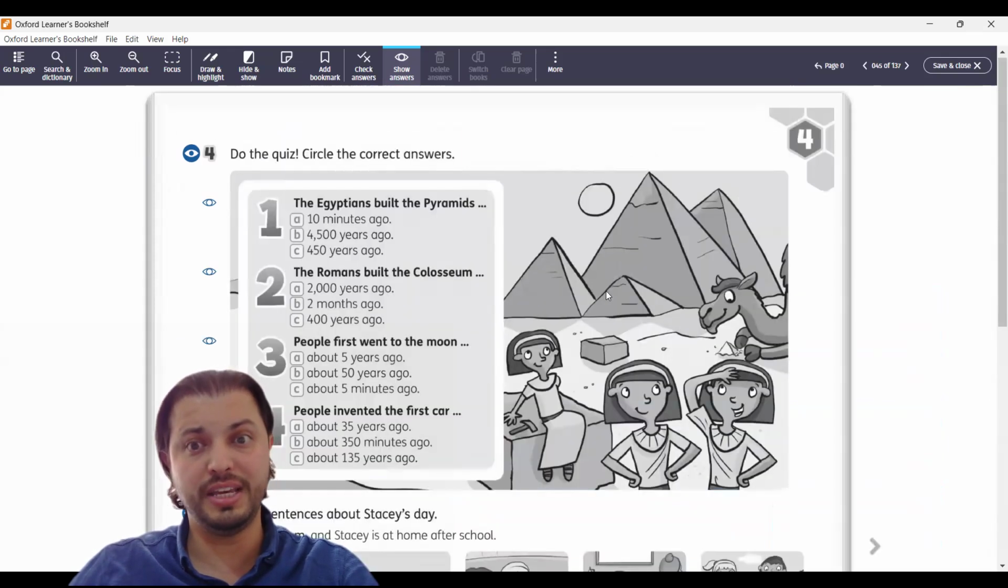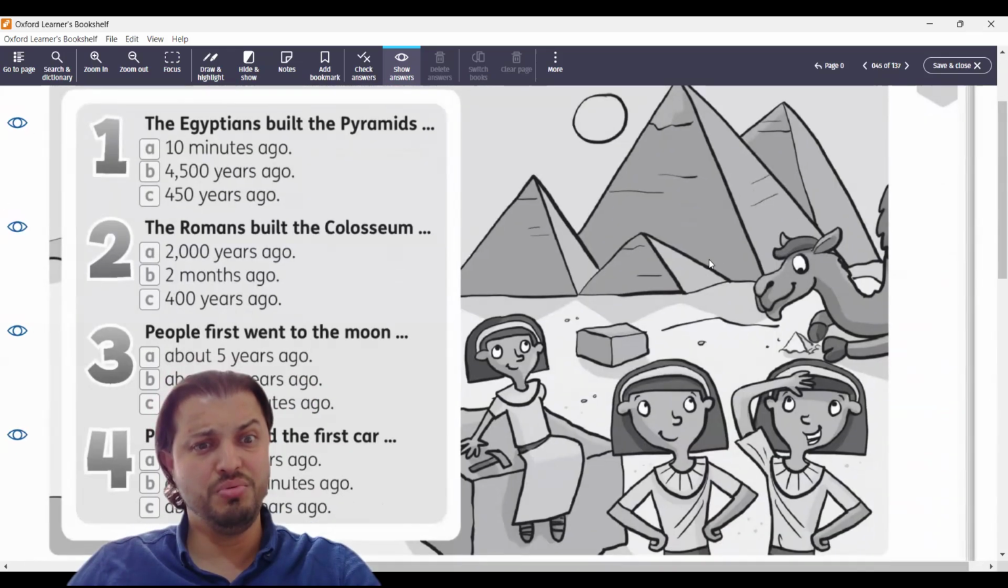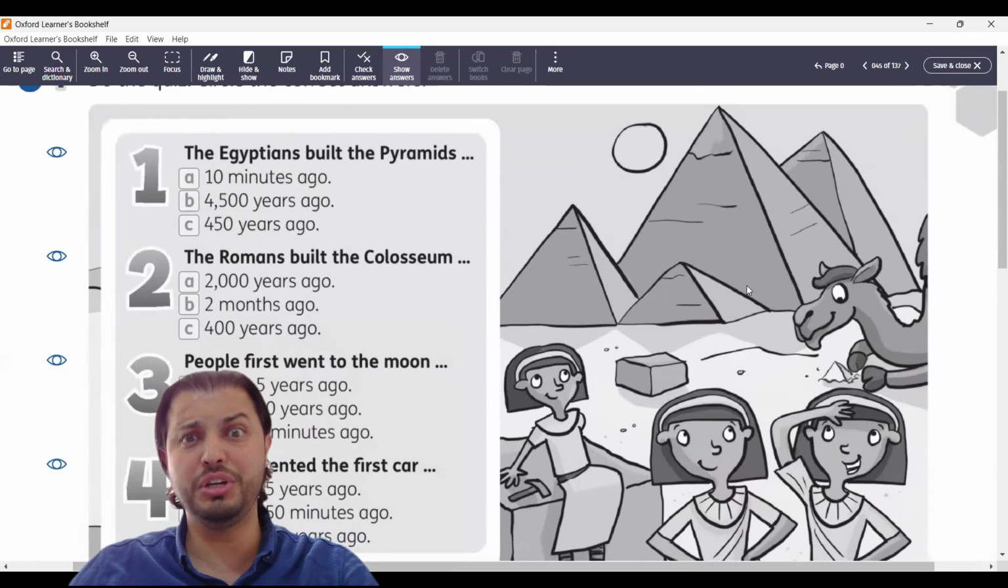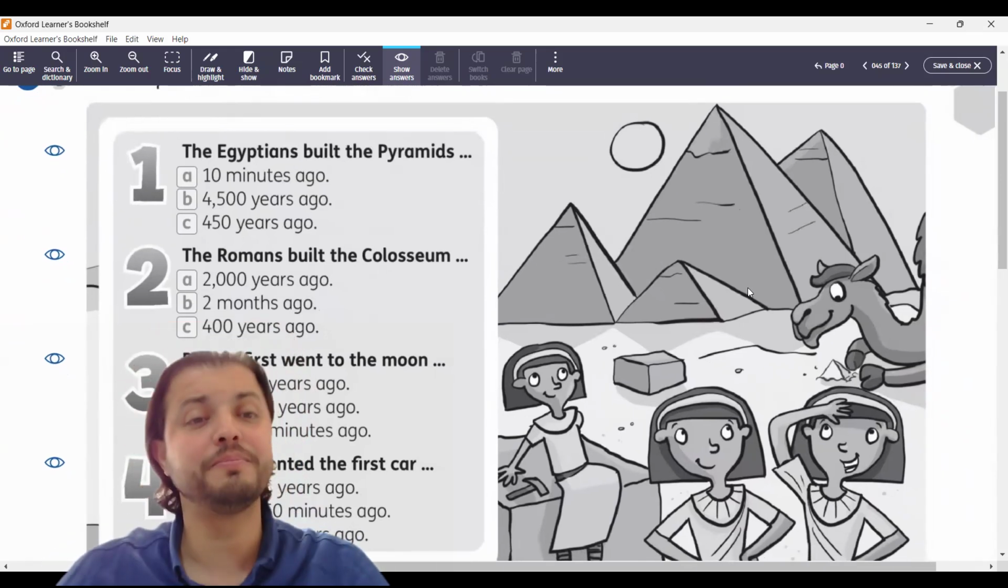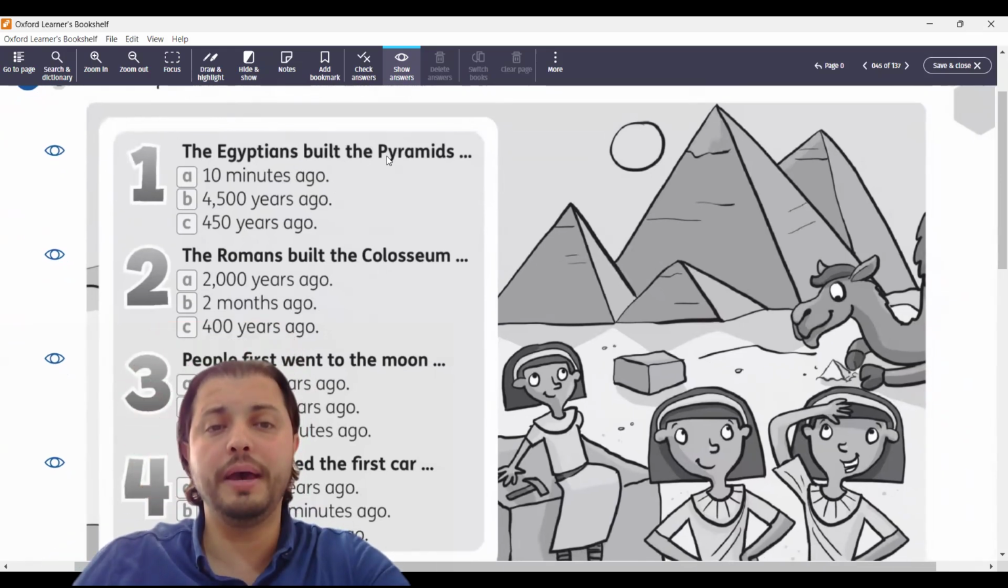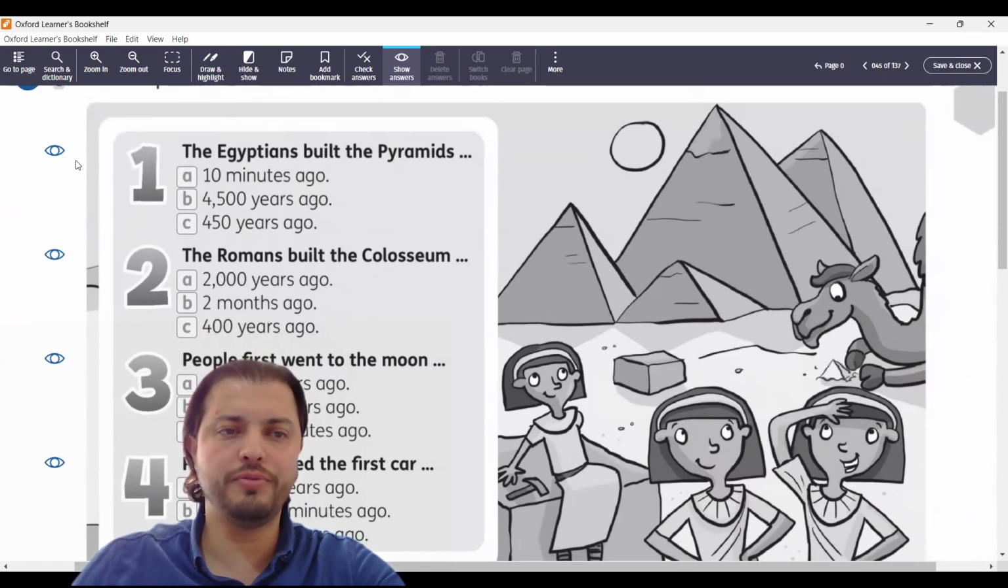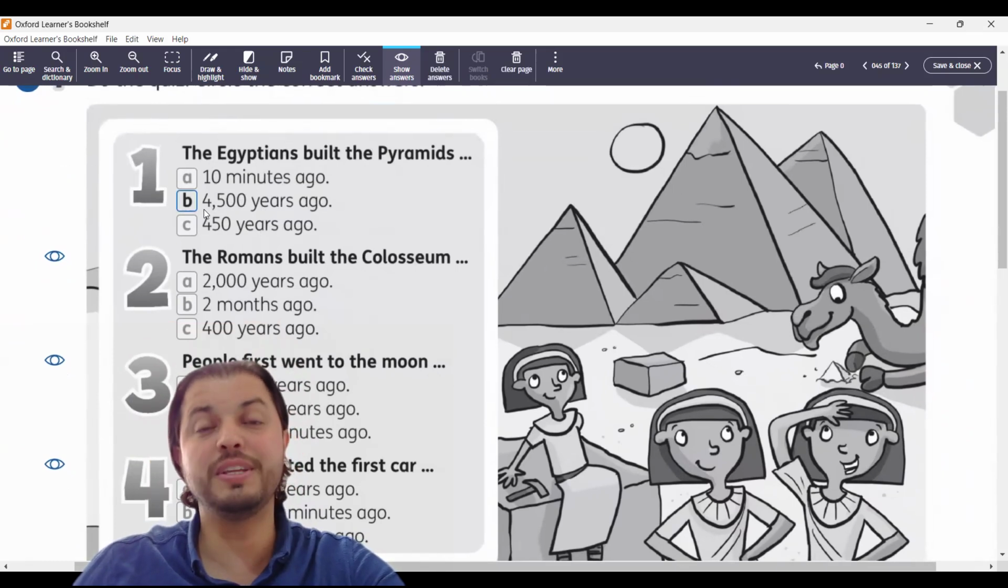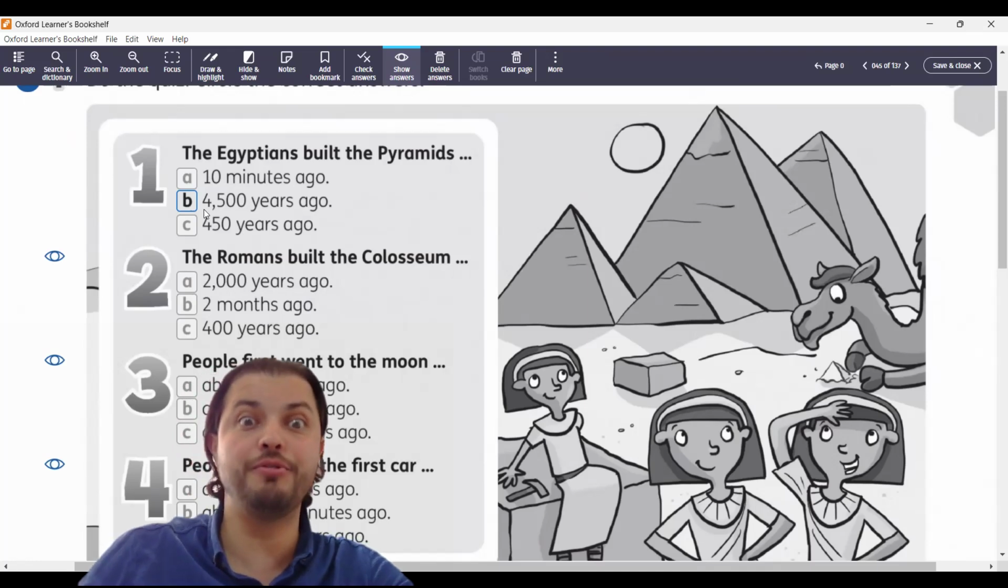So let's see, guys. See the pyramids. Whoa, that's nice. We're going to go to Egypt. Ready? Here we go. So number one, Egyptians built the pyramids 10 minutes ago. What? 4,500 years ago? No, of course it's 4,500 years ago. Very, very old.